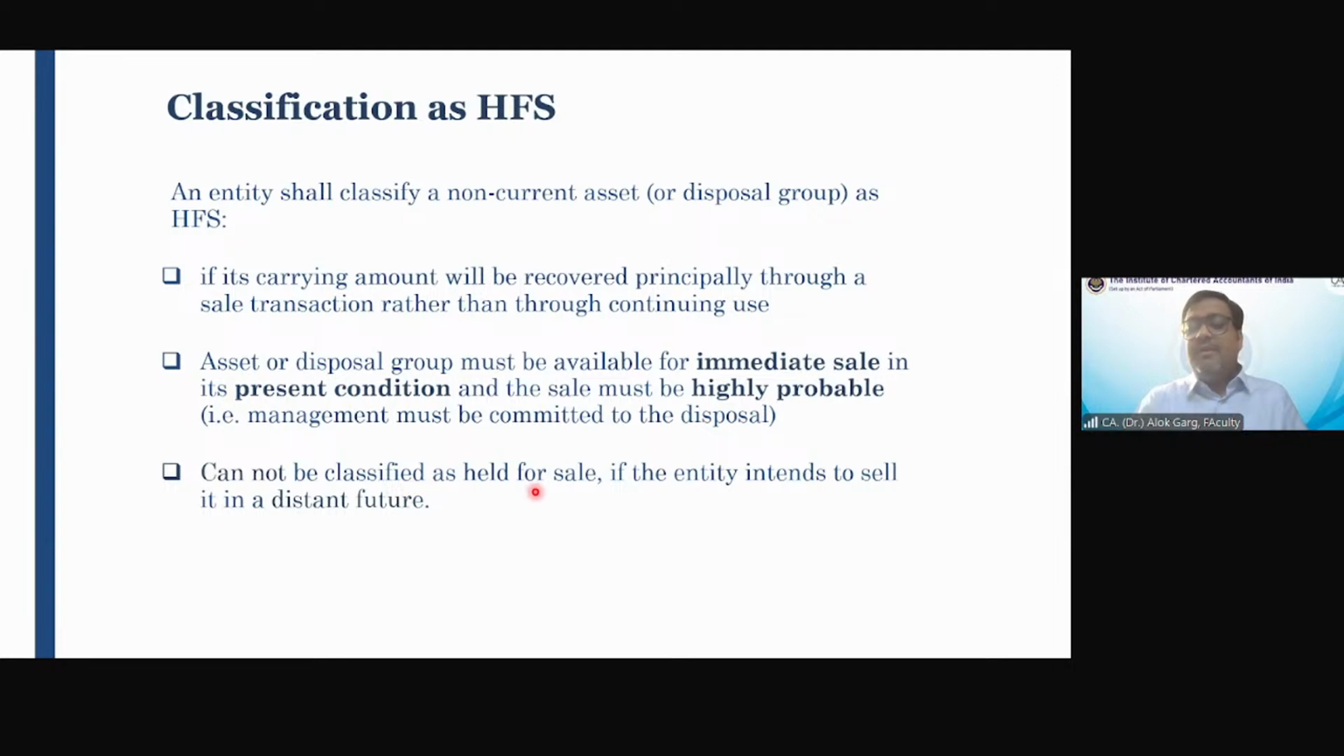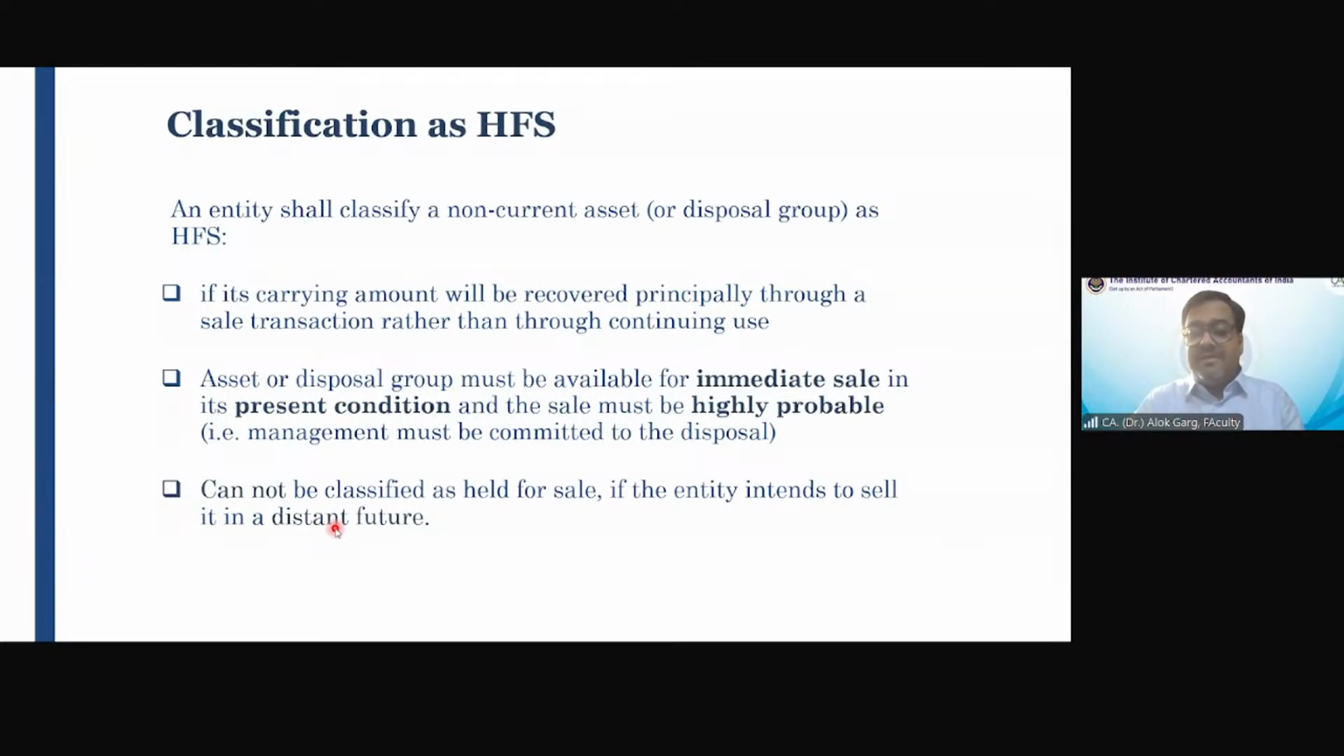The asset or disposal group cannot be classified as held for sale if the entity intends to sell it in a distant future. Right? I don't know until when the construction will finish, I don't know until when the order will be complete. So not immediately. If it is in a distant future, it cannot be classified as held for sale. It has to be ISPC. It has to be available for immediate sale in present condition.